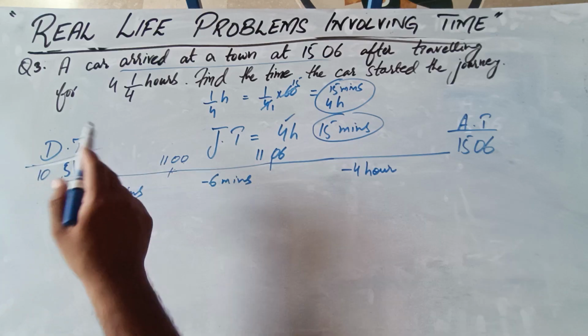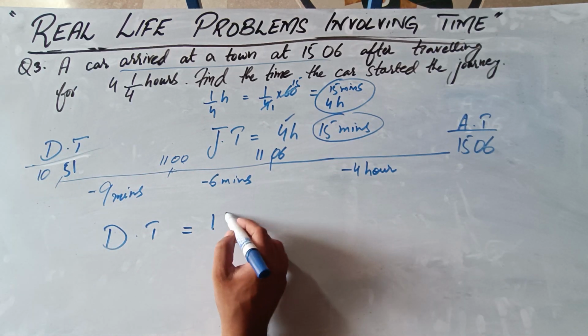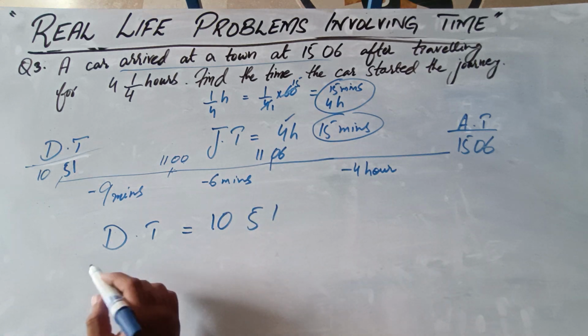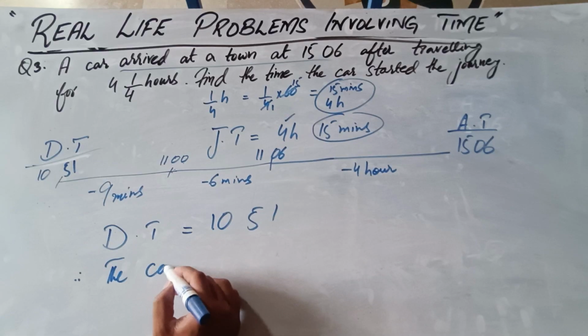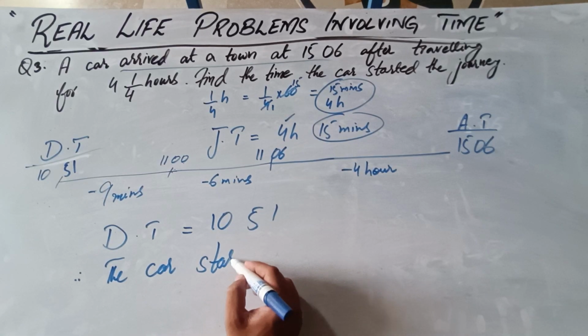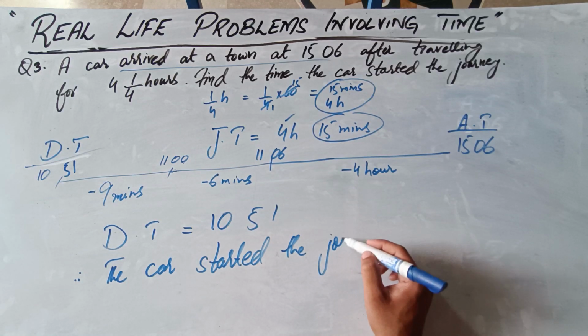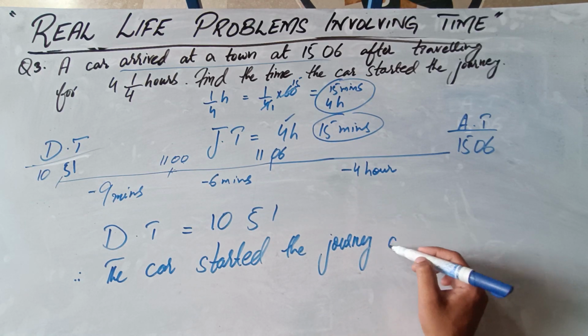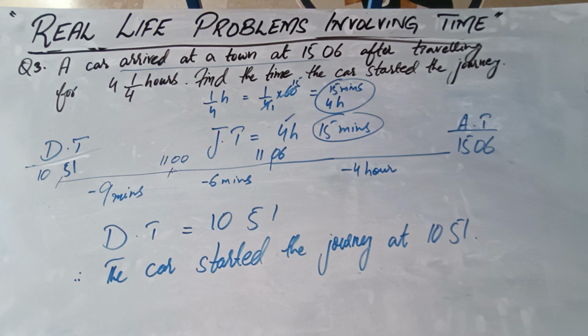So the departure time would be 10:51. The car started the journey at 10:51. So this is all about these questions of problems involving time in real life scenarios.